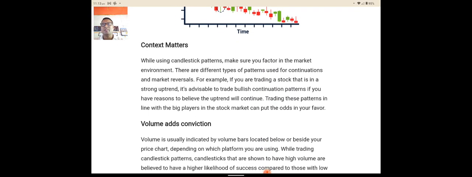Context matters while using candlestick patterns. Make sure you factor in the market environments. There are different types of patterns used for continuations and market reversals. For example, if you are trading a stock that is in a strong uptrend, it is advisable to track bullish continuation patterns if you have reasons to believe that the uptrend will continue. Trading these patterns in line with the big players in the stock market can put the odds in your favor.